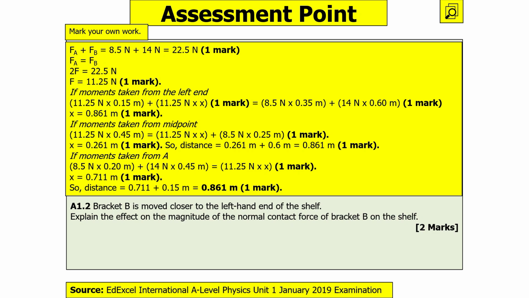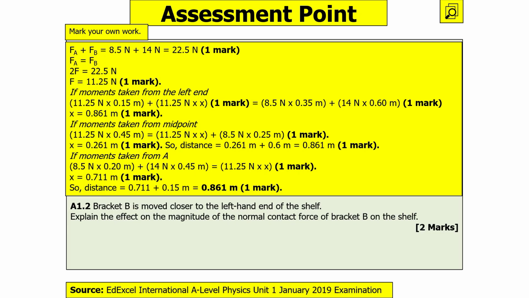Right, so there's a couple of ways we can work this through. We know that the total force up equals the total force down. So FA plus FB is equal to 22.5 newtons. Now we know FA equals FB, so 2F is equal to 22.5 newtons, so each F is 11.25 newtons. Now you can take your moment from either the left end, the midpoint, or from A. So let's just take it from the left end because that's the easiest to work out.